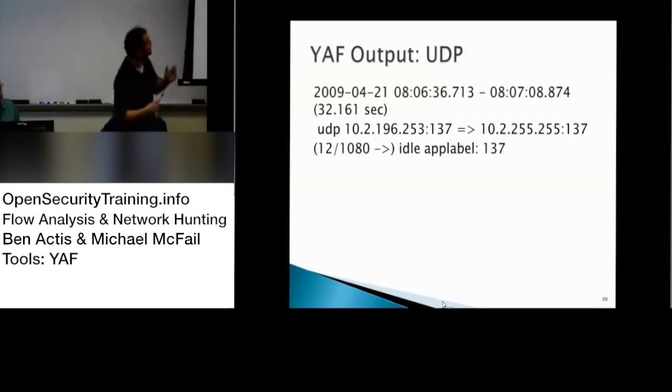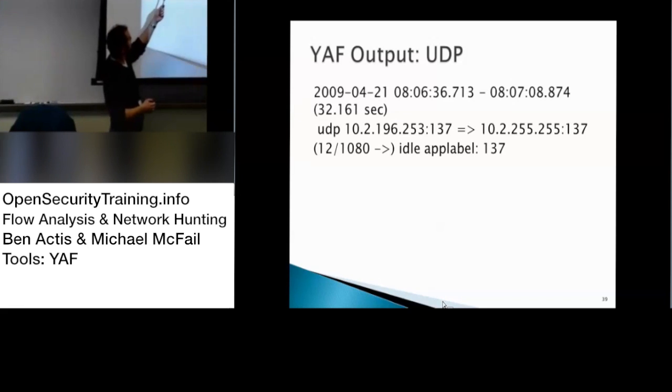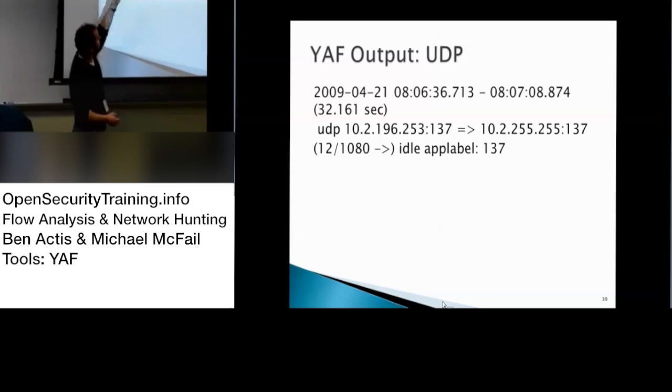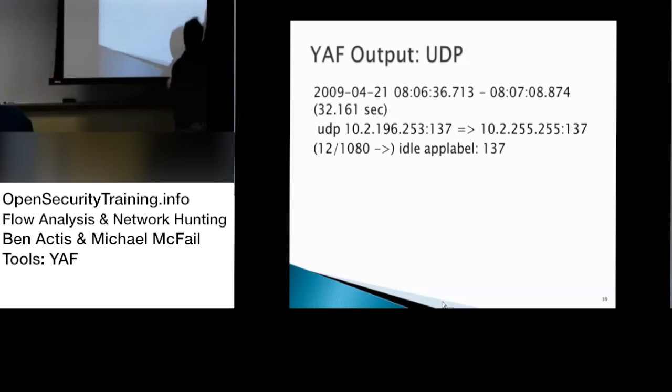Oh, so yeah, UDP. It's much simpler than the other ones. Again, timestamp, UDP, source port, where it's going, number of packets, bytes. And here's that app label one we talked about right here.